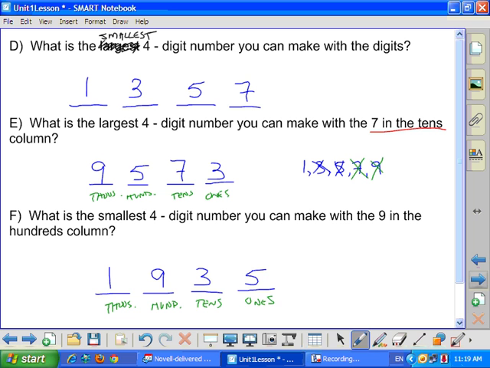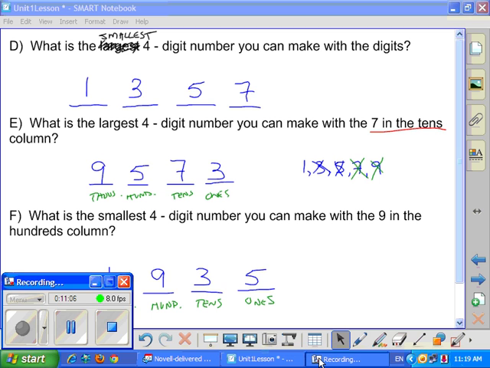All right, so we're going to just play with naming and identifying place value, and we'll go from there. If you have any questions, that's when you need to ask me, is when you come see me.